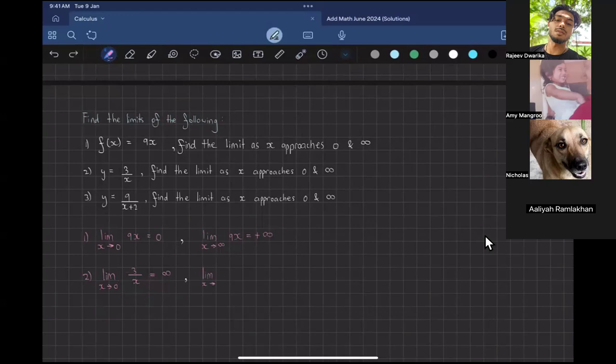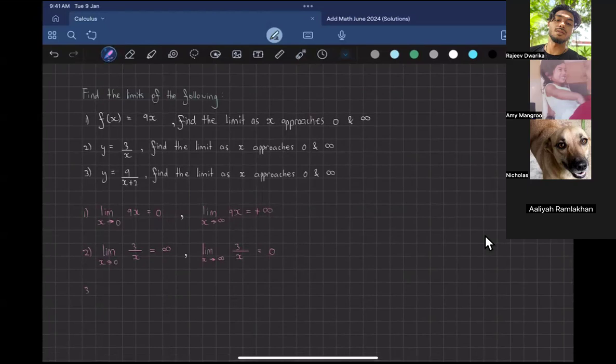What about this one over here? If the denominator gets larger and larger and larger, will that make the fraction smaller or bigger? The fraction itself will be small. Correct. Because you have a big denominator. If you have a big denominator, your fraction is small. Last one.